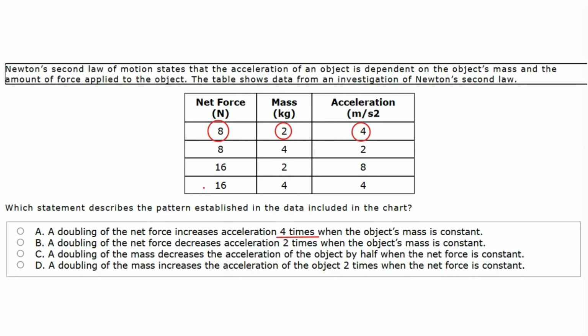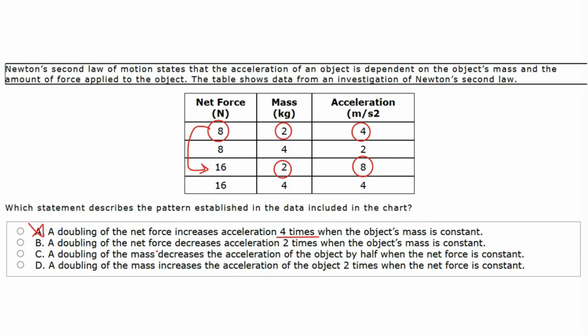So doubling the net force. Net force is doubled means we have to compare that one with this one. Here it is doubled and the mass is also constant. But what do you see about the acceleration? Acceleration is increased by 2 times. It says that it's 4 times here, so that means this one is wrong. Let's go to the next one.